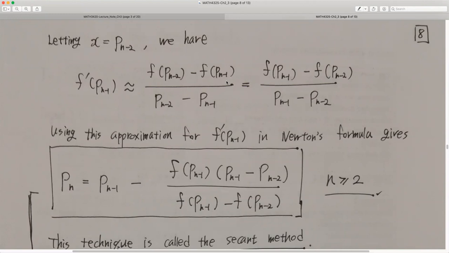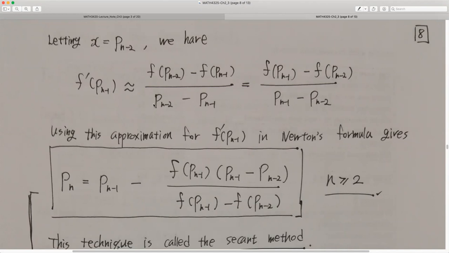Then you may say, well, we can use the slope of the secant line passing through p n minus 1 comma f of p n minus 1 and p n comma f of p n. But keep in mind, we don't know p n yet. We haven't figured out p n yet. So we have to use the known information that we have, that is p n minus 1 and p n minus 2.